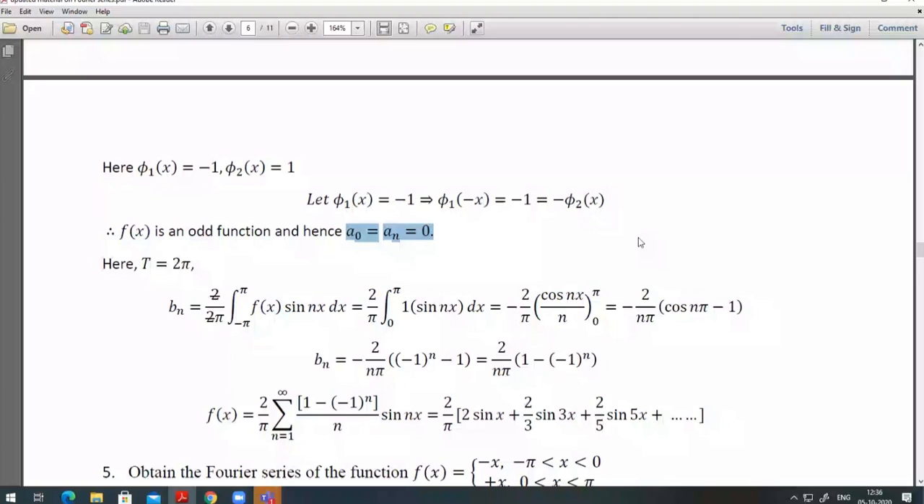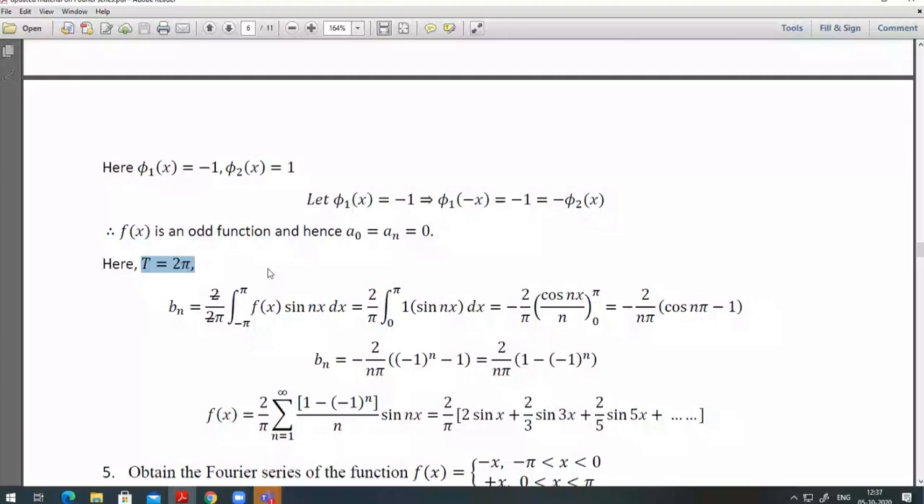Therefore by the Fourier series we get f of x equal to the summation from n equals 1 to infinity of bn sin nx, where bn is equal to 2 by T times the integration from c to c plus T of f of x sin of 2 n pi x by T. With T equal to 2 pi and c equal to minus pi, we simplify and get bn equal to 1 by pi, integration from minus pi to pi of f of x sin nx dx.